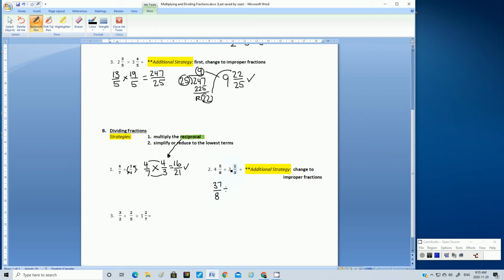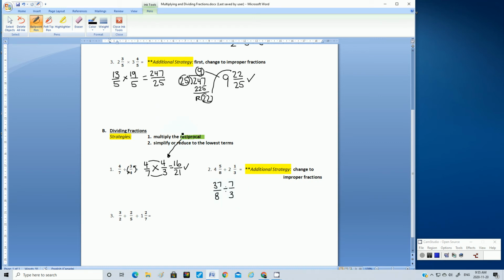All right, so let's convert this mixed number into an improper fraction. Whole number times the denominator. 2 times 3 is 6. 6 plus 1 is 7. Okay, so we have 37 over 8 divided by 7 over 3.